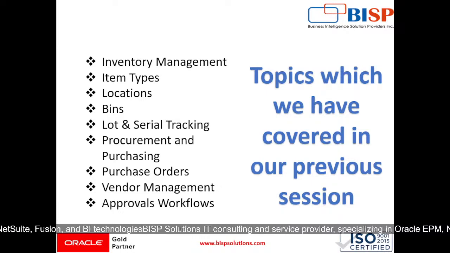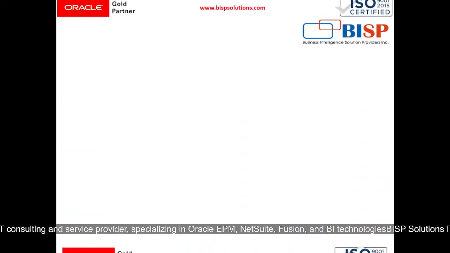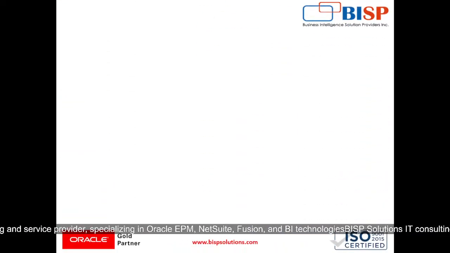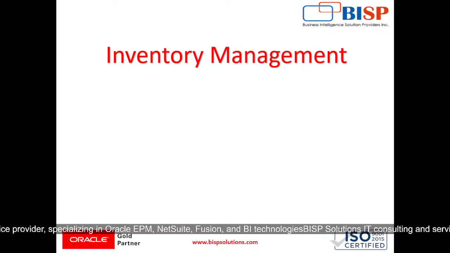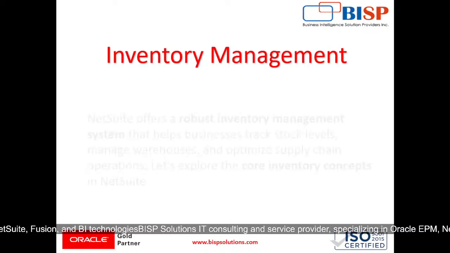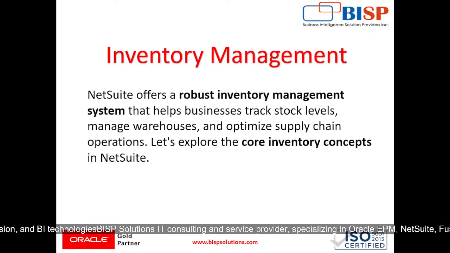So in our previous session, we discussed inventory management, item types, locations, bins, lot and serial tracking, procurement and purchasing, purchase orders, vendor management, approvals, workflows. So just a small recap I am giving you all for the same thing. First is inventory management we have discussed. So Netsuite offers a robust inventory management system that helps businesses track stock levels, manage warehouses, and optimize supply chain operations.